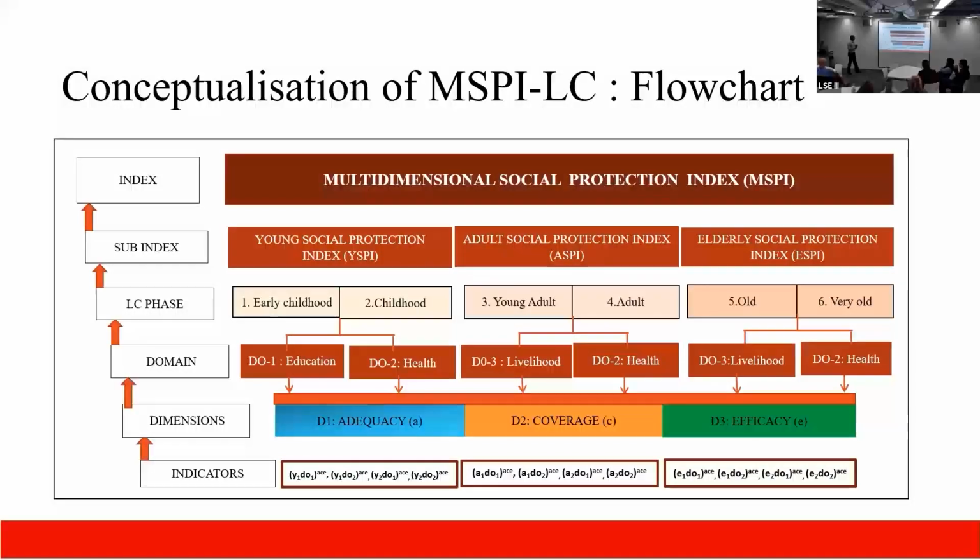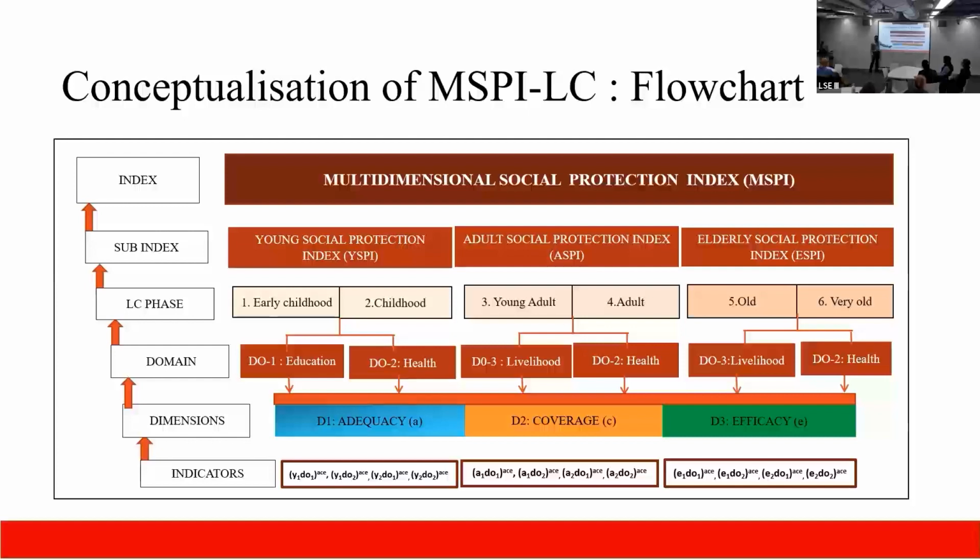Putting all these things together, the multidimensional social protection index based on the life cycle approach will look like this. At the top, there is the social protection index, the major index, which is then decomposed into three multidimensional sub-indices. Then for each sub-index, two life cycle stages are classified, and for each life cycle phase, the domains are defined. Each scheme pertaining to each of these domains and respective sub-indices will then be evaluated on all three dimensions, that is adequacy, coverage and efficacy.